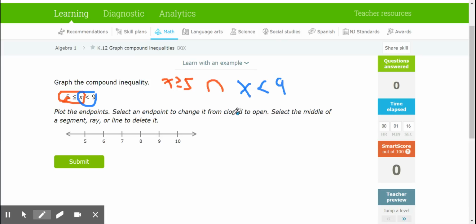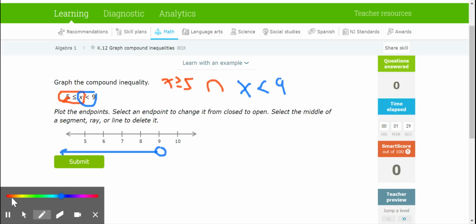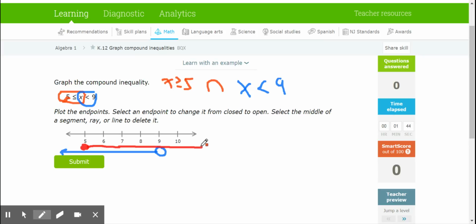Okay. So I'm going to start by graphing this one over here. X is less than 9. I'd have an open circle at 9 with a line extending to the left forever. I'll go back to the other color, reddish. X is greater than or equal to 5. That would be a closed circle at 5 with a line extending this way forever.